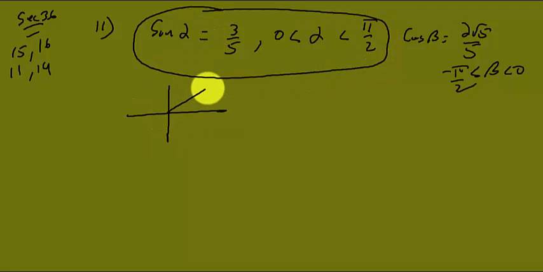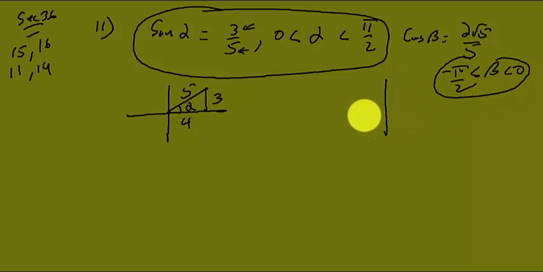Okay, there's my first quadrant between 0 and pi, and that's my right triangle, and that's my alpha angle. This is the opposite, and this is the hypotenuse. So obviously that's going to be 4, just by geometry. This is in the 4th quadrant, so I'm going to make a triangle in the 4th quadrant, and that's my beta angle.